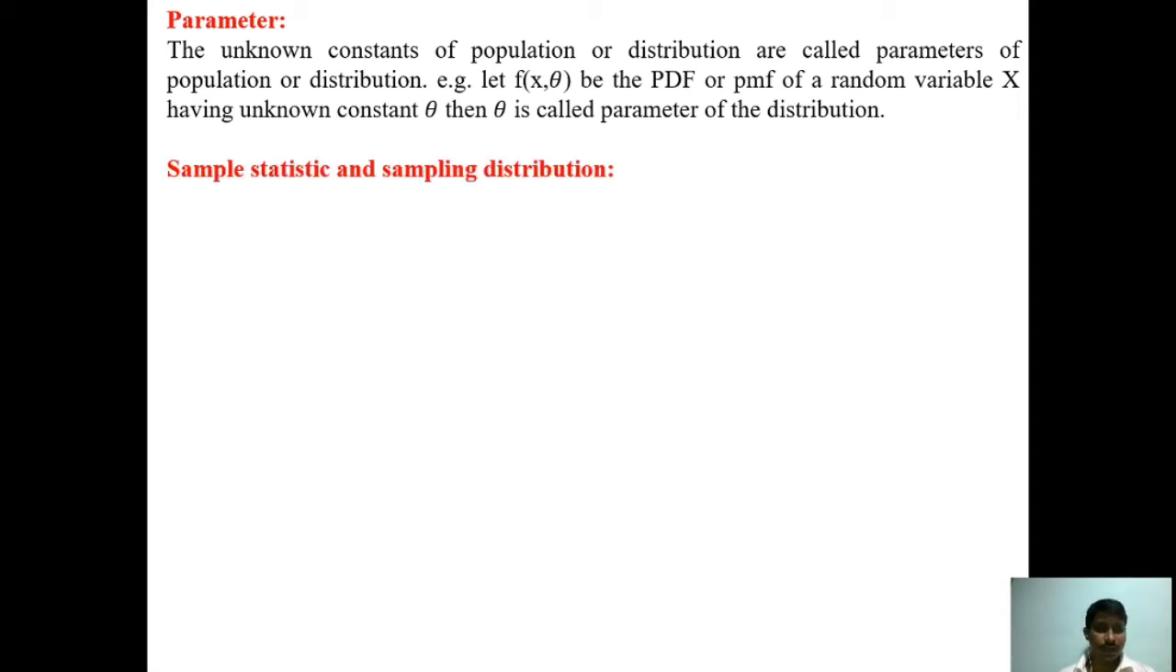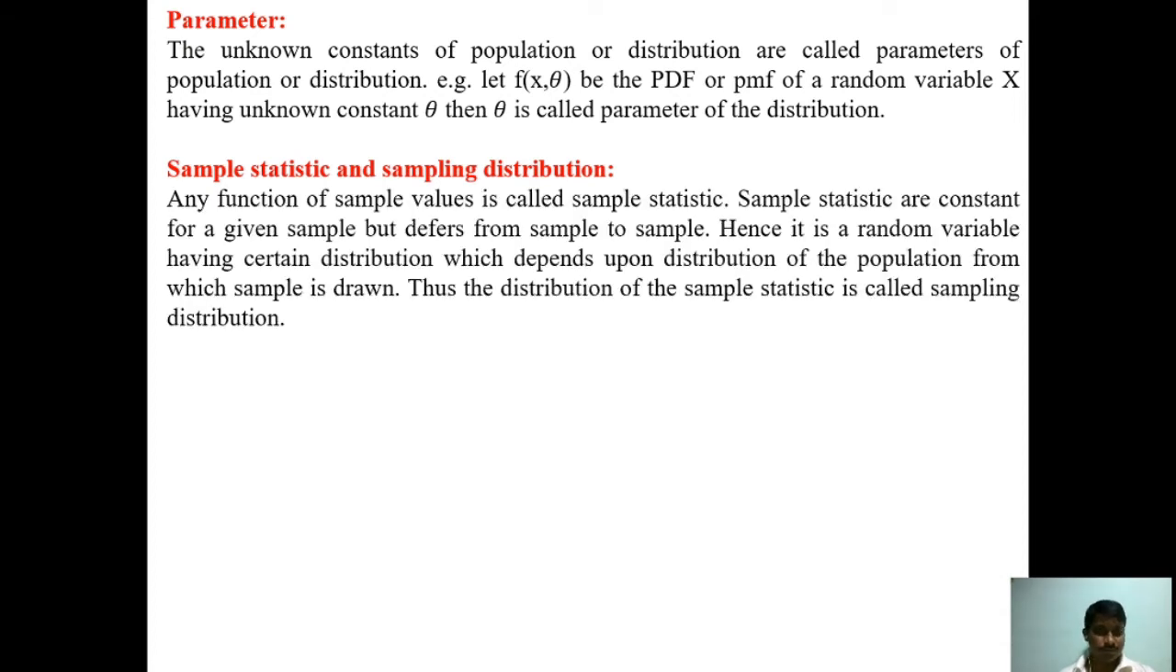Next definition is a sample statistic and sampling distribution. The definition is any function of sample values. Any function of sample values is called sample statistic. We can take any function, for example, summation of observations, sum of square of observations, like that. Sample statistics are constant for a given sample but differ from sample to sample. Hence, it is a random variable having certain distributions.